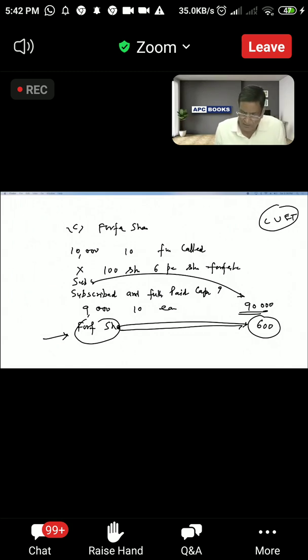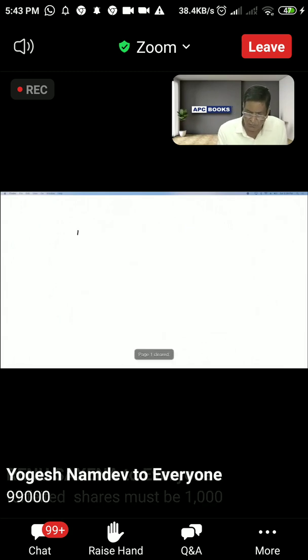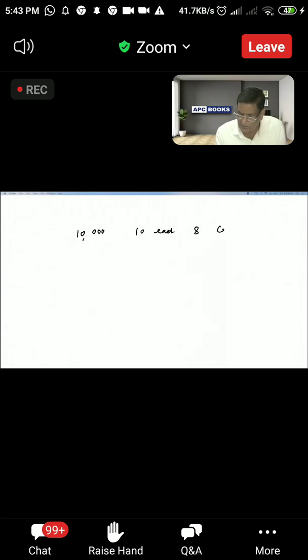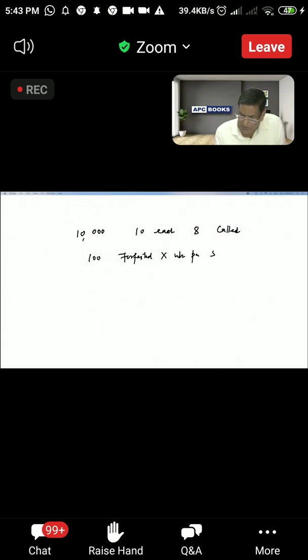Similarly, let us take another example. Suppose 10,000 shares were issued of 10 each, 8 called. Again, 100 shares were forfeited, of X, who paid only 5 per share.